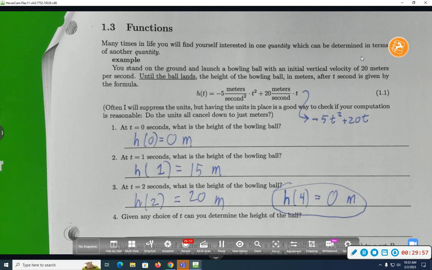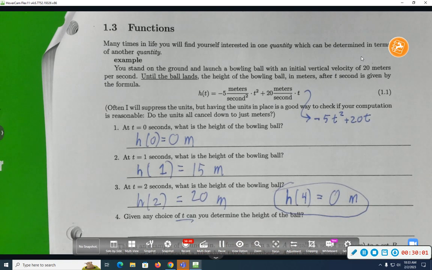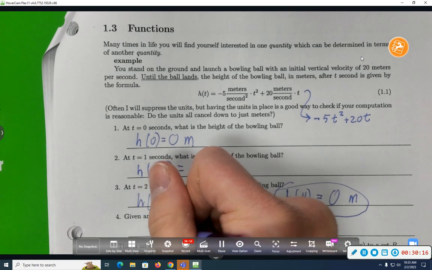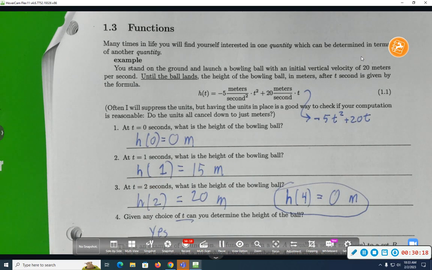And now I'll ask kind of a generic question. You just plugged in a bunch of values for t and told me what the height is. Using these instructions for any value of t, any value of time, can you determine the height of the ball? Yeah. That's exactly what a function is. A function is anything that you can determine from another thing.